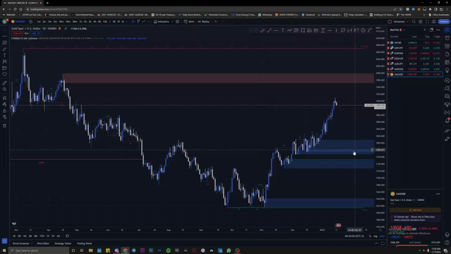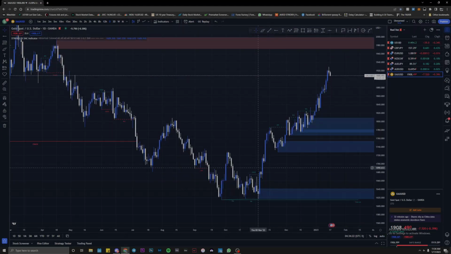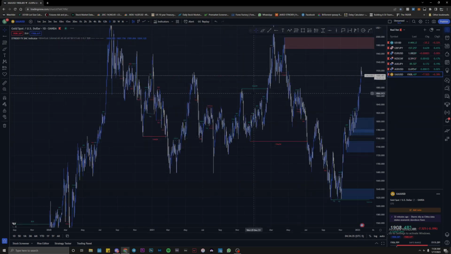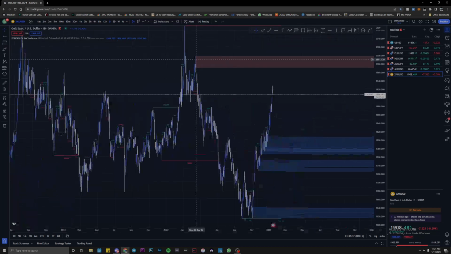The StratoFX SMC indicator showing all break-up structures, order blocks, equal lows for your liquidity. See how equal lows equals a weak low. So this is the next drawn liquidity. Once we reverse, we've created a change of character here in the daily bias. So we're looking for shorts.